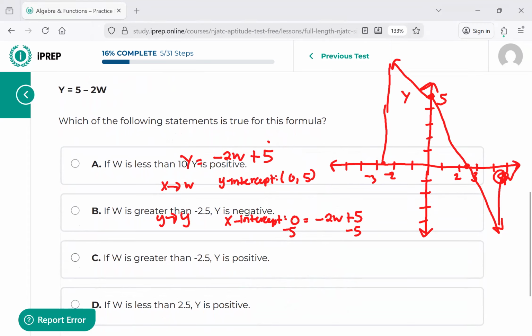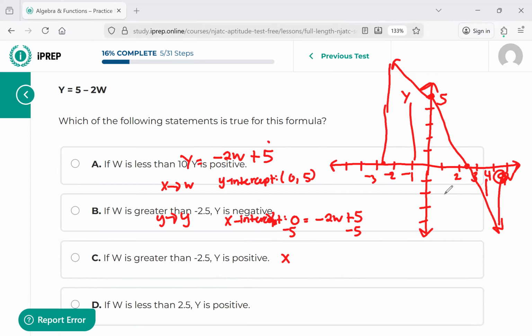So C is if W is greater than -2.5, so here locate -2.5, y is 5. So that's partially true, but not always true. Anything larger than -2.5 is this. So at -2.5, yes, the y value is positive. At -2, the y is positive. At -1, the y is positive. At 0, it's 5. And then at 1, it's still positive. But if anything, like for example, 4, it starts to get negative. So that's not always true. So it's not A, B, or C.